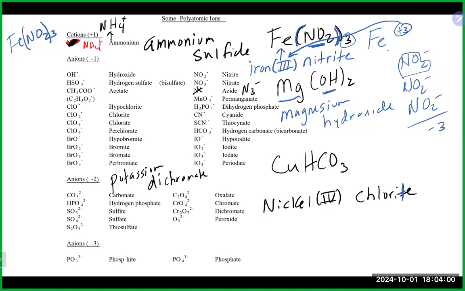Again, here we have 2 hydroxides because each magnesium is +2. So we would need not 1, but 2 of those hydroxides as our anions to balance out the charge. And again, that's why the formula does look like that. Any questions on that one there?